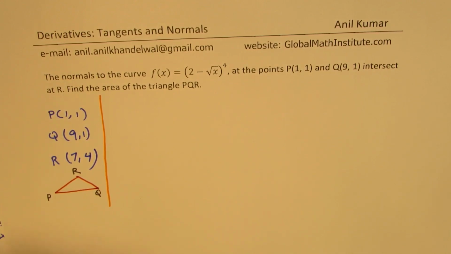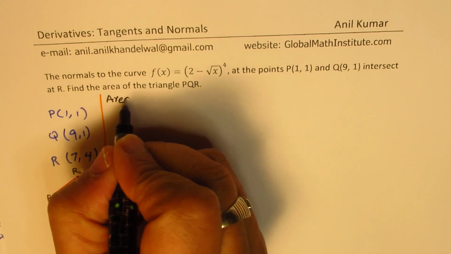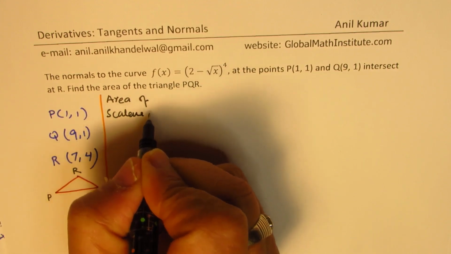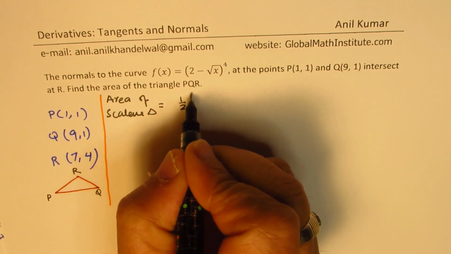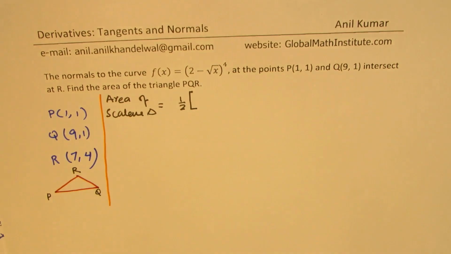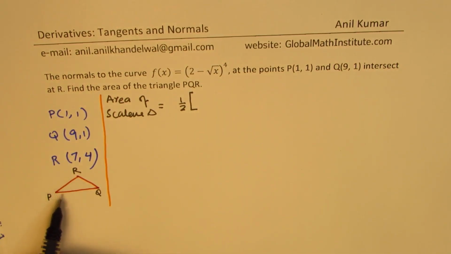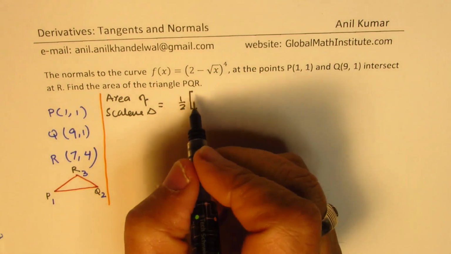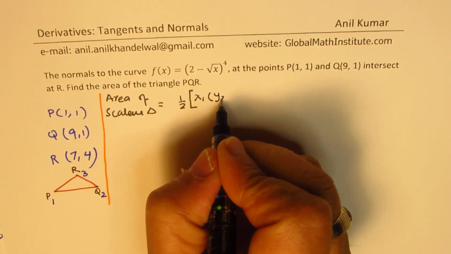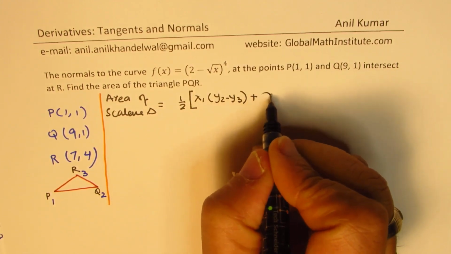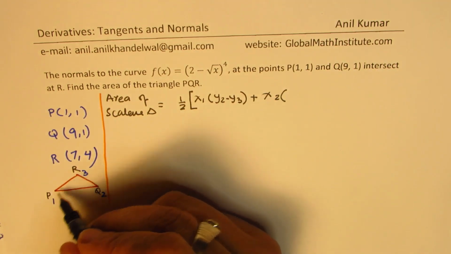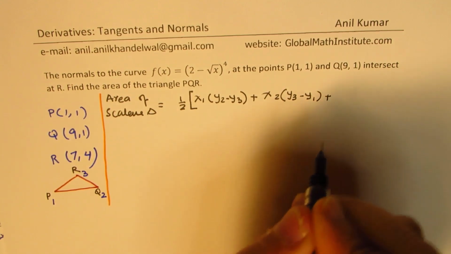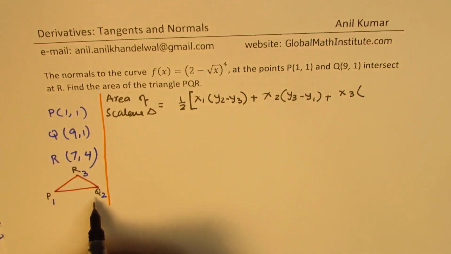Now the formula for finding the area of a scalene triangle is basically half of, let me write down the formula here, then we are going to use it. Let's say these points are x1, y1, x2, y2, x3, y3. Then we go in a particular circle. Let's call this point 1, this point 2, and this point 3, right? So the formula can be written as x1 times y2 minus y3, plus x2 times y3 minus y1, plus x3 times y1 minus y2.